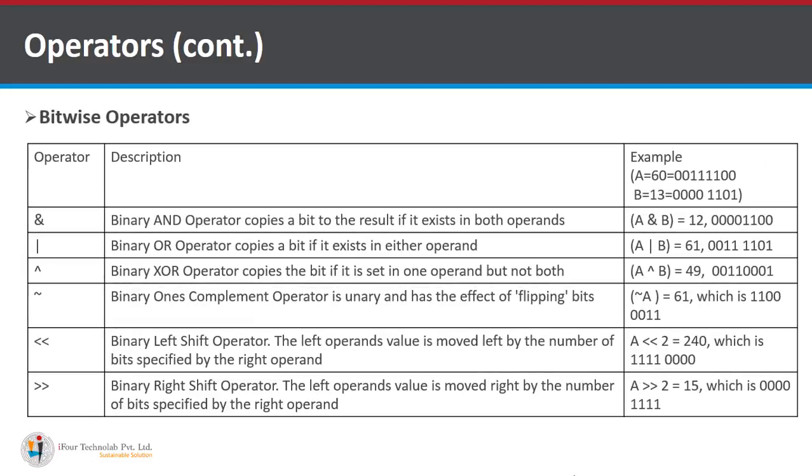Next are bitwise operators. Binary AND operator copies a bit to the result if it exists in both operands. Binary OR operator copies a bit if it exists in either operand. Binary XOR operator copies the bit if it is set in one operand but not both. Binary ones complement operator is unary and has the effect of flipping bits. Binary left shift operator: the left operand's value is moved left by the number of bits specified by the right operand. Binary right shift operator: the left operand's value is moved right by the number of bits specified by the right operand.